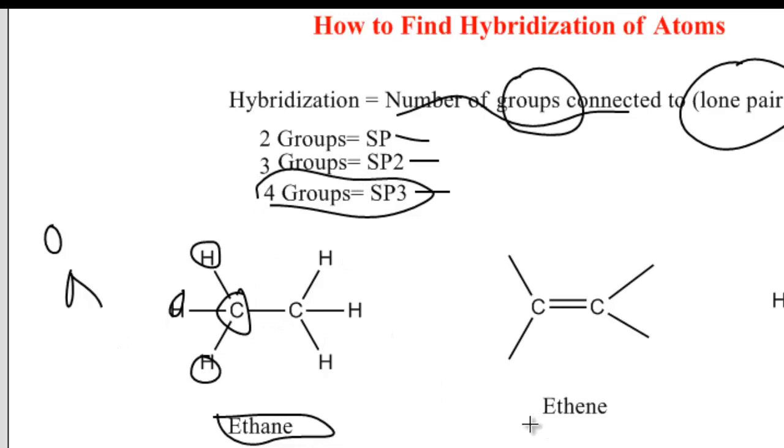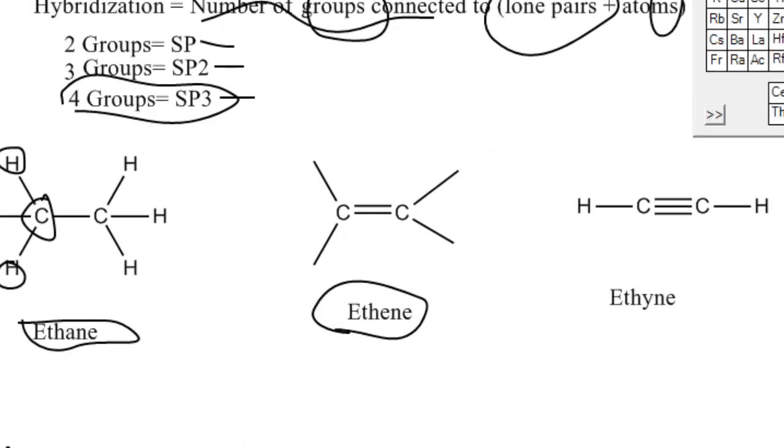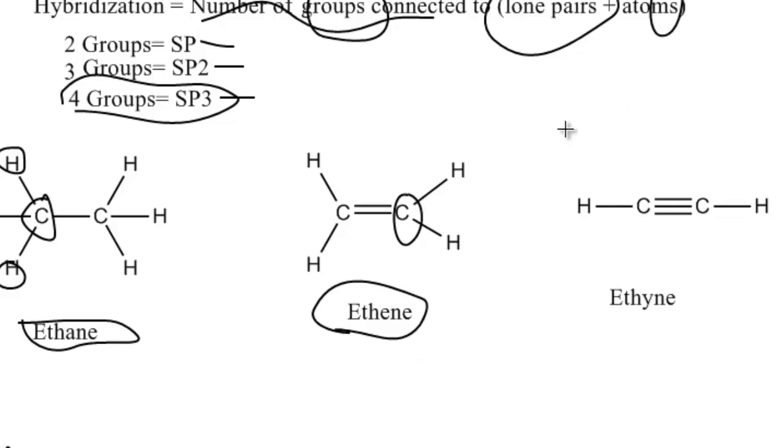Alright, let's take another example, ethene. Sorry, we're missing the hydrogens here, so let's go ahead and add some hydrogens. Okay, that's how the structure looks. Let's find the hybridization of the carbon right here. We'll do the same thing. First let's count how many groups it's connected to, and to do that, first count the lone pairs. We don't see any lone pairs, so that means 0 lone pairs.